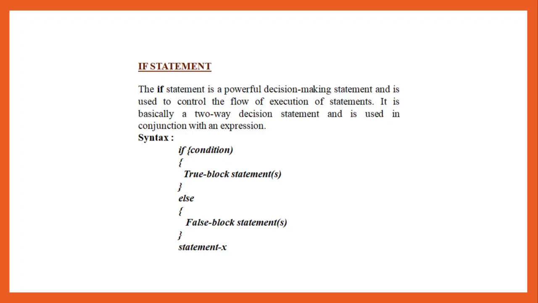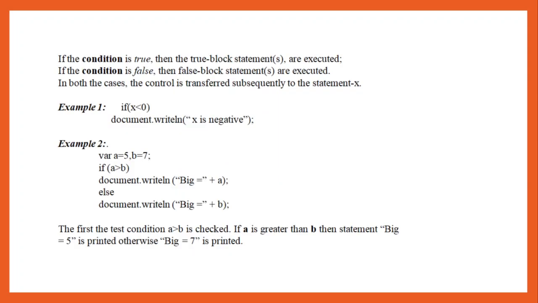Here, if the condition is true, then it will execute the true block, or else if the condition fails, it will go for the false block statements. After completion of if, the next statement is executed. For that, see the example. If x value is less than 0, then we have to represent that x as negative. If the condition is true, it executes x is negative.